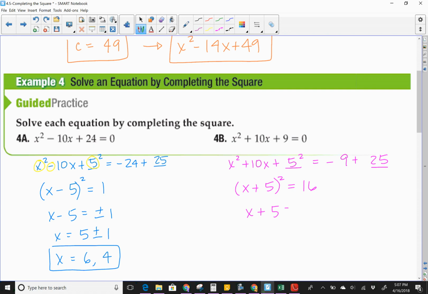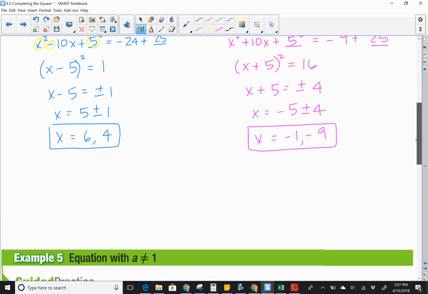x plus 5 equals plus or minus 4 because I took the square root of both sides, and x equals negative 5 plus or minus 4. So negative 5 plus 4 is negative 1. Negative 5 minus 4 is negative 9. Okay. Two more, no, more than two more, but anyway, let's look at these next two.